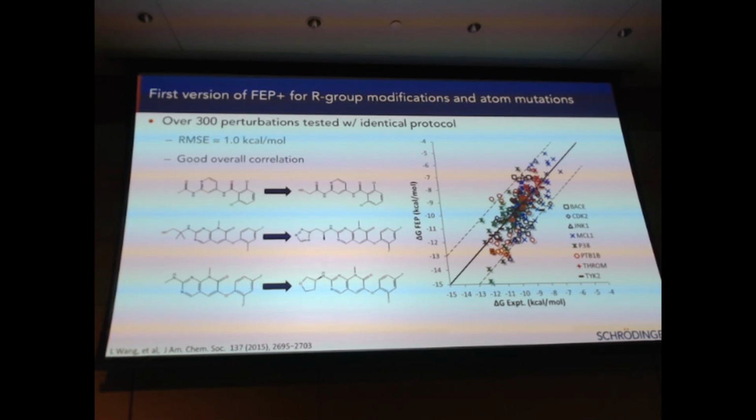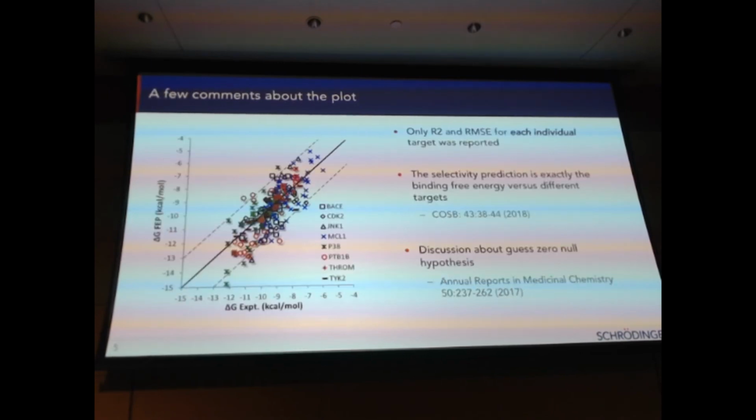At Schrodinger, we spend a lot of effort, both on the small molecule force field side and on the sampling side. And in 2015, we published this paper demonstrating that we can accurately calculate the binding affinity changes for those modifications. I think this plot has been shown in several presentations. Woody just gave a comment about this plot. Is he still here? Yeah. So I just want to make a few additional comments to make clear what we want to present in this plot.